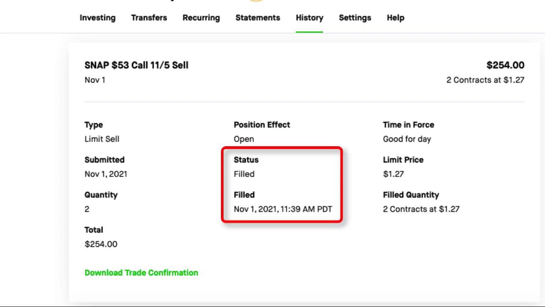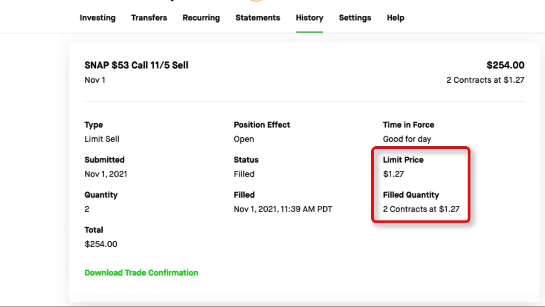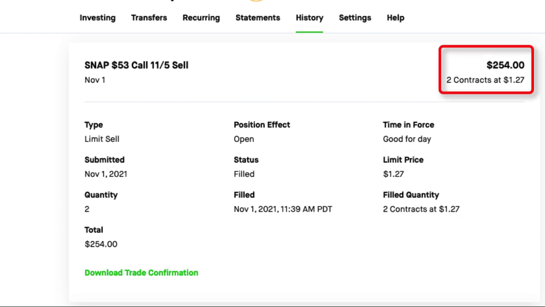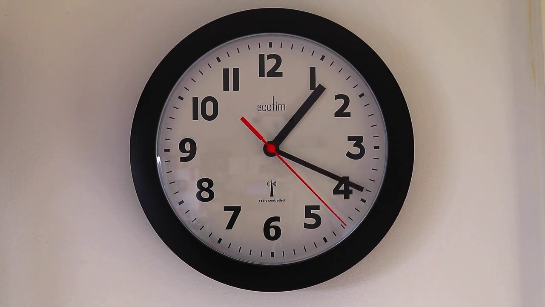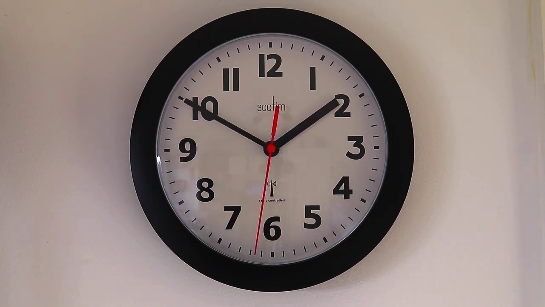So when these 2 option contracts got filled, I received $1.27 per share, making the total premium payment that I received $254. Now let's jump forward in time and find out what happened on the expiration date.